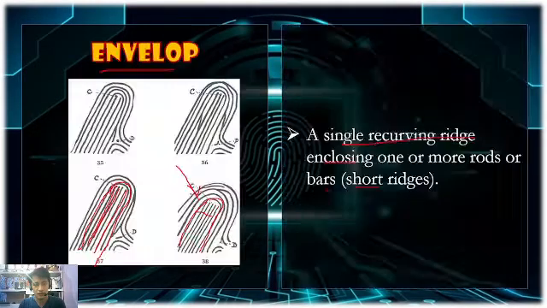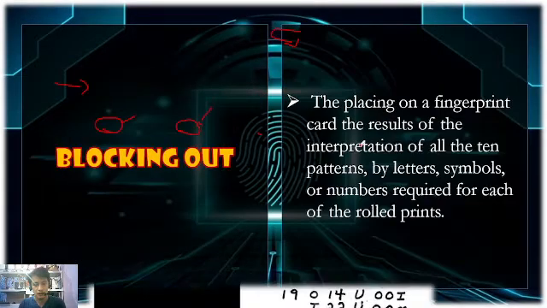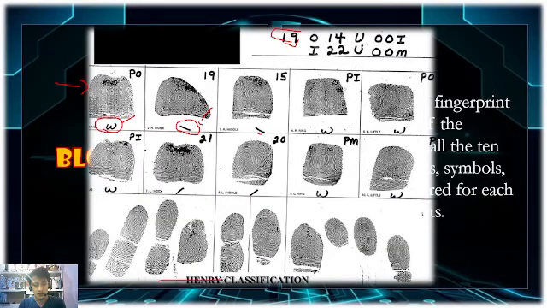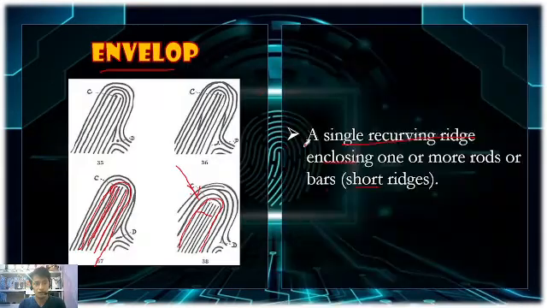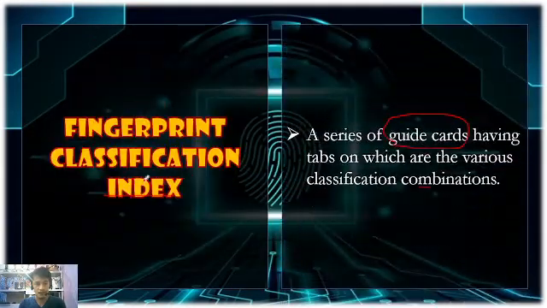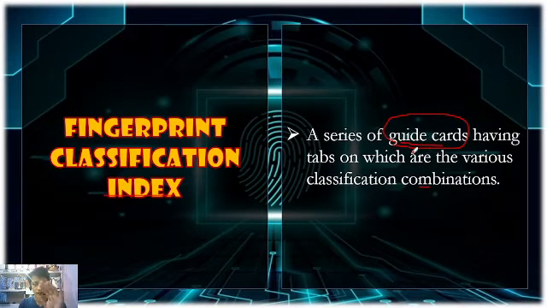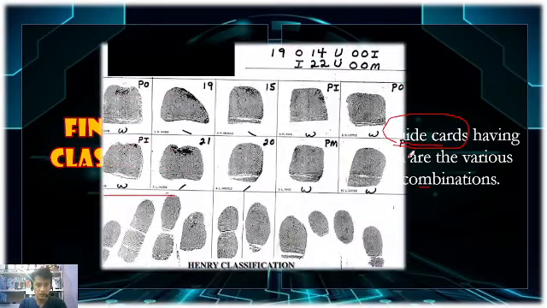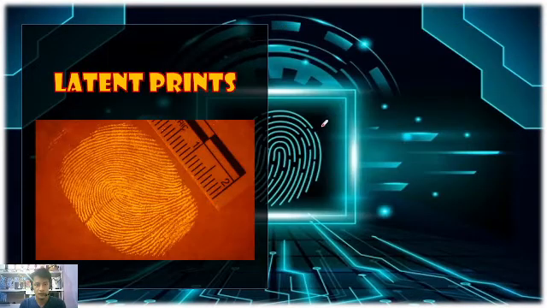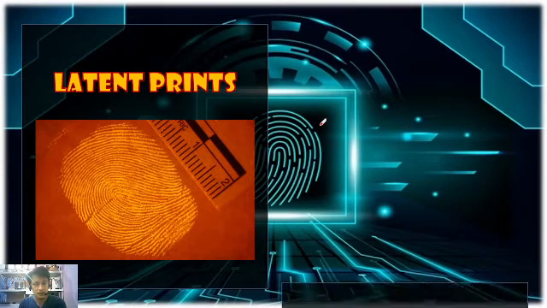So katulad nung napakita ko kanina, meron tayo yung card na ito. This is the Henry classification card, ito yung index card na ginagamit. While on the FBI, meron din naman silang sarili, index or guide cards na ginagamit in recording fingerprints. Okay, so anyway, this is for Henry classification cards. As to the FBI, we're not able to find one. And then we have here the latent prints. So what is the term latent prints?